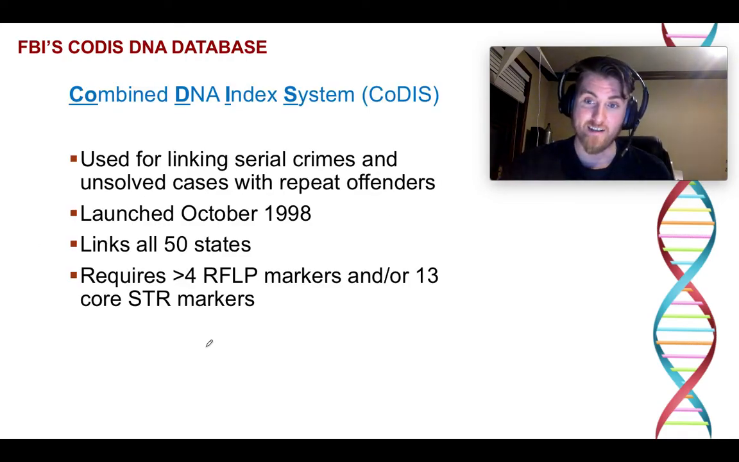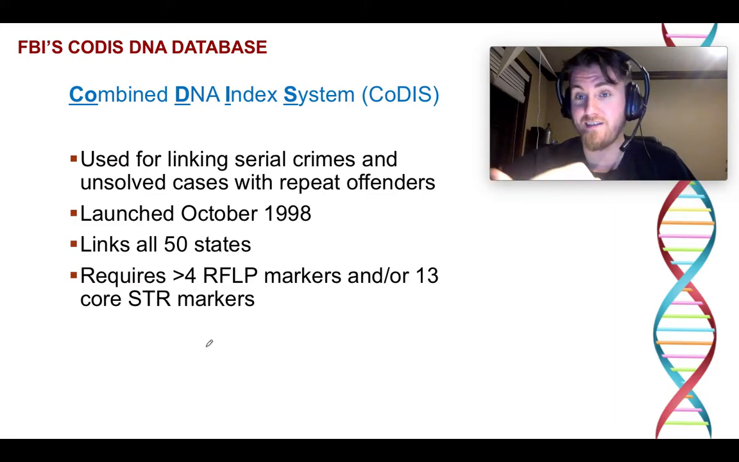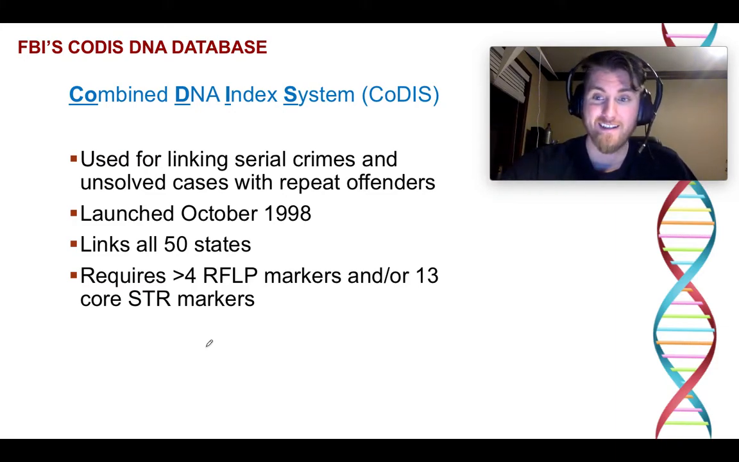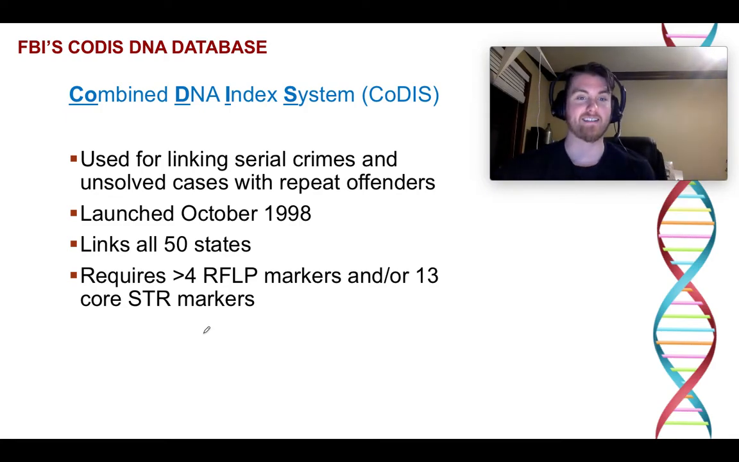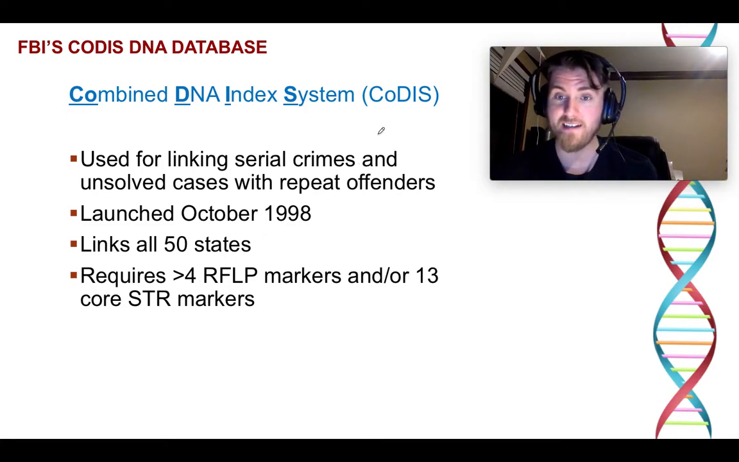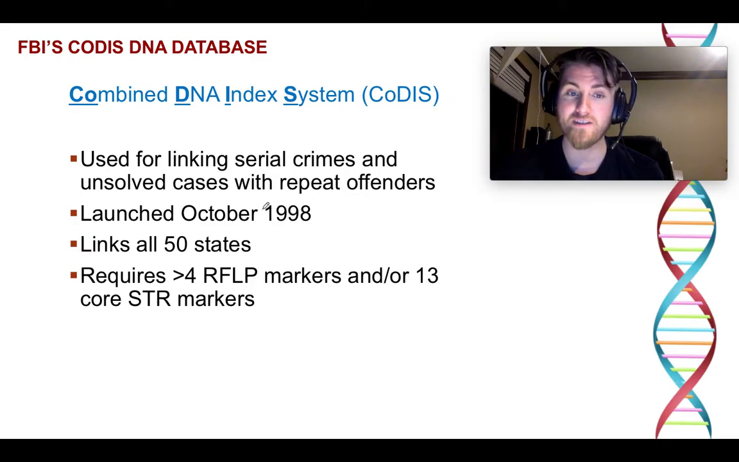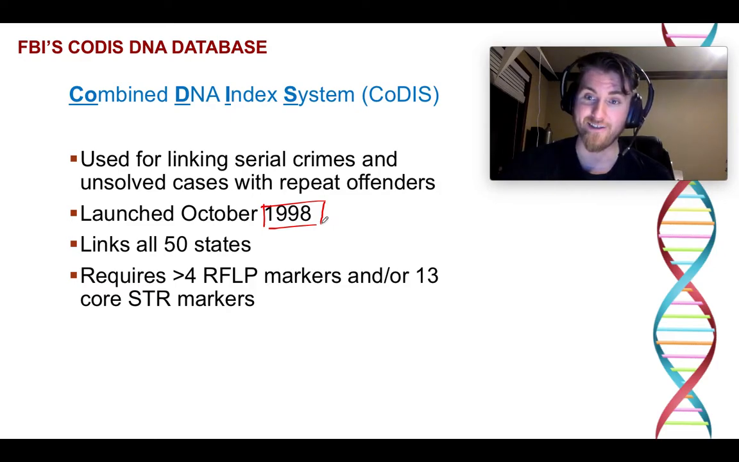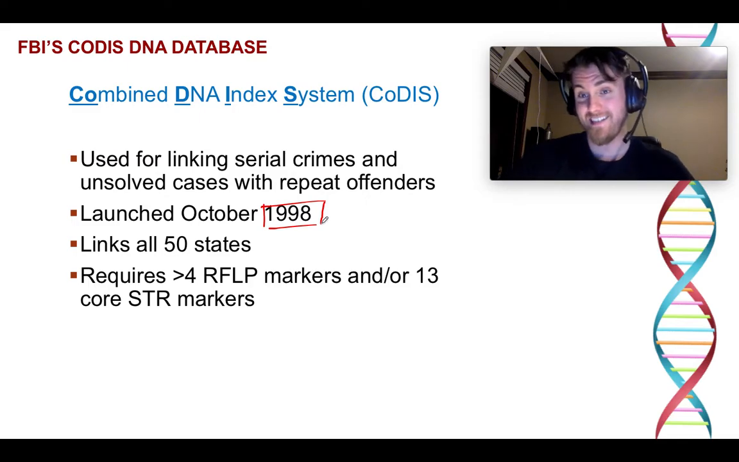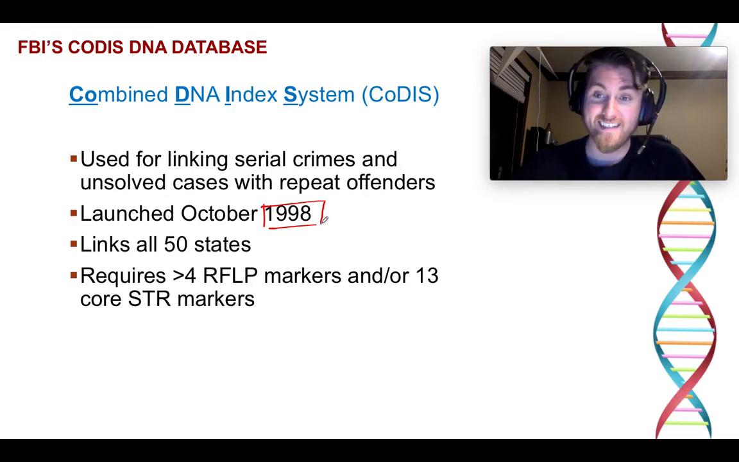Now, whenever you get the STR, the short tandem repeats, this is the reason why that DNA is so prevalent and popular today. Do you remember AFIS? It's the fingerprint system. Again, they have something called CODIS, the Combined DNA Index System. If you have your DNA tested, they place it into CODIS. CODIS was first launched in October of 1998. I was 5 years old by that age. Literally, CODIS has been a thing less time than I have been alive. What CODIS does is it's the database, and it takes either 4 RFLP markers or 13 core STR markers in order to get a match.